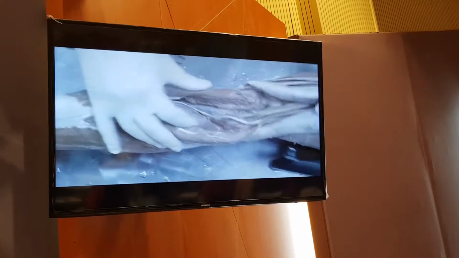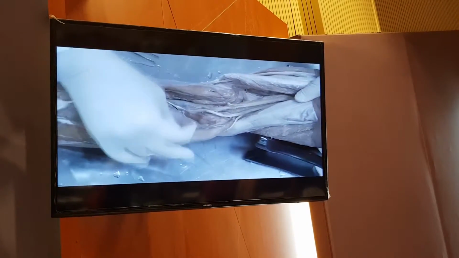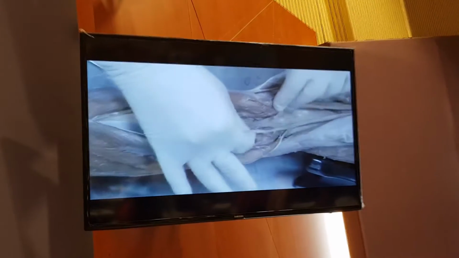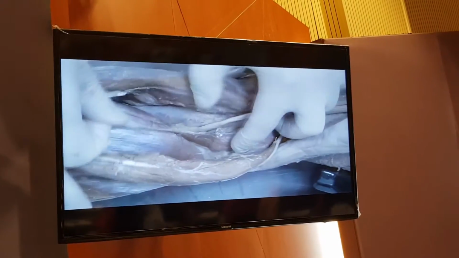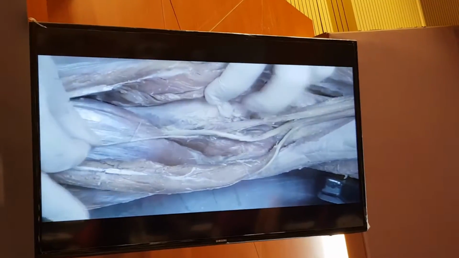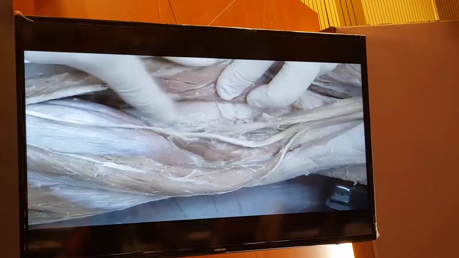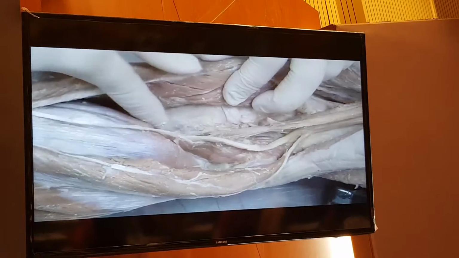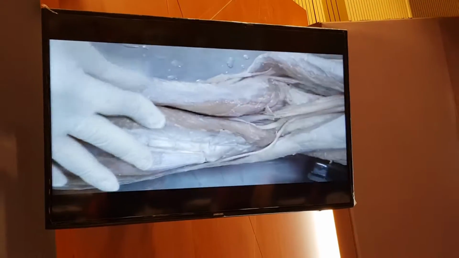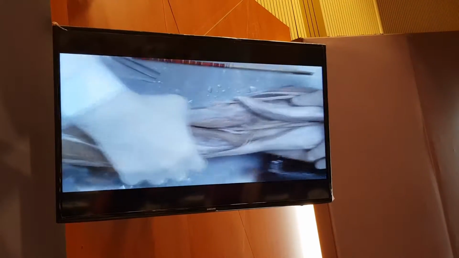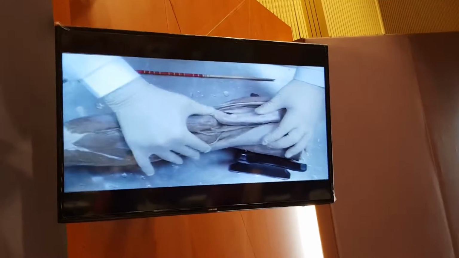Okay. Now if you see very carefully here, this is the plantaris muscle. Okay, deep to that one is your popliteus muscle. The popliteus muscle is here. Okay, now I'm going to close this one back and show you the popliteal fossa.